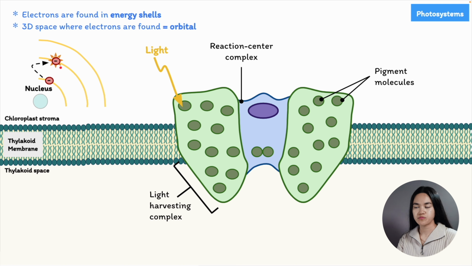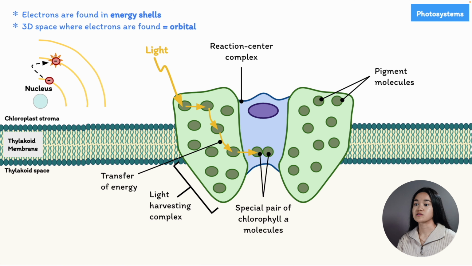And when one of these pigments is excited by light, it's going to transfer energy to another pigment, and then to another pigment. And they're going to keep transferring energy towards the central part of the photosystem called the reaction center complex. The reaction center complex is an ordered group of proteins that contains a pair of chlorophyll A molecules. This is known as the special pair.